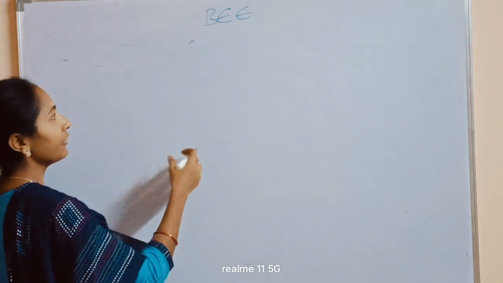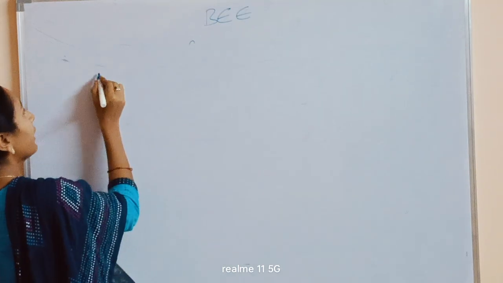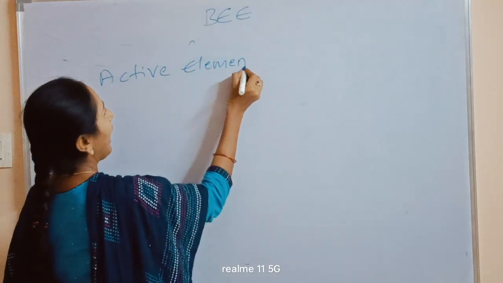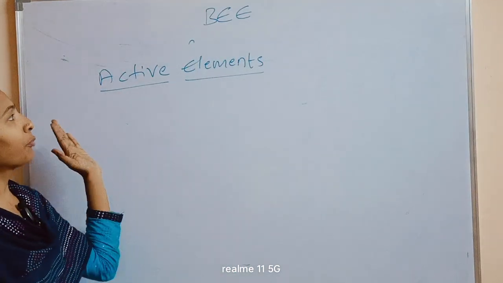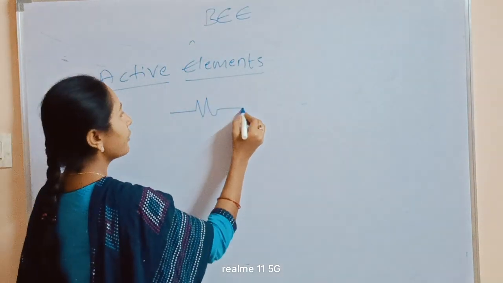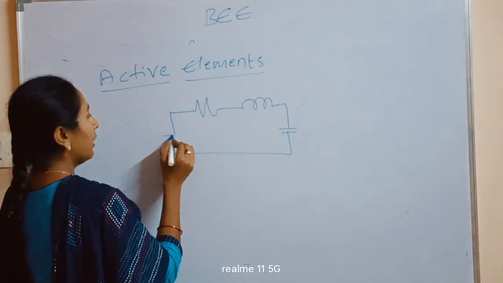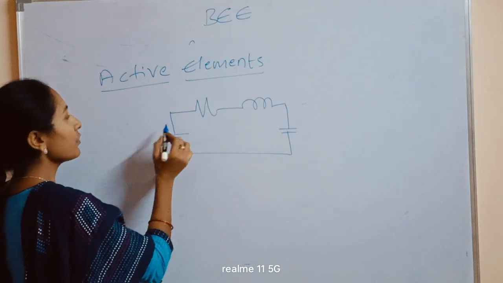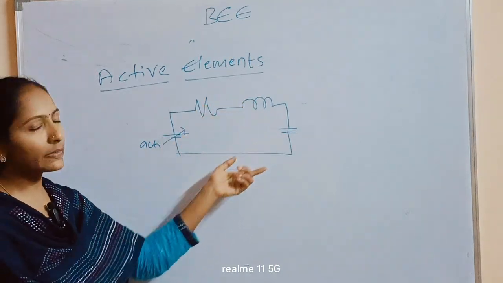In this circuit, it has active as well as passive elements. Now what do you mean by active? Active elements: an active element is one which can provide supply to the circuit. Suppose I am considering one simple circuit with resistor, inductor and capacitor, and I am applying some amount of source. Here the source acts as the active element, meaning it can give the supply to the circuit.